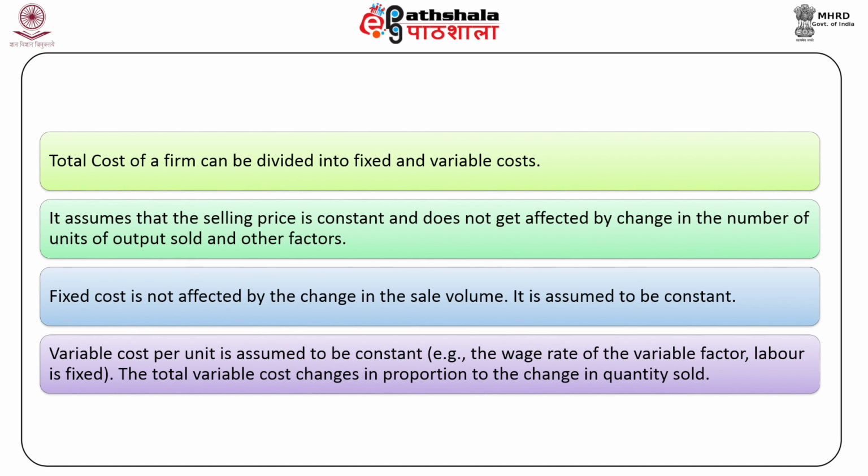It is assumed to be constant. Fourth, variable cost per unit is assumed to be constant. For example, the wage rate of the variable factor, labor, is fixed. The total variable cost changes in proportion to the change in the quantity sold.